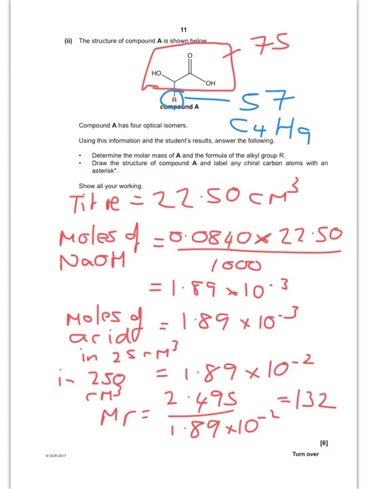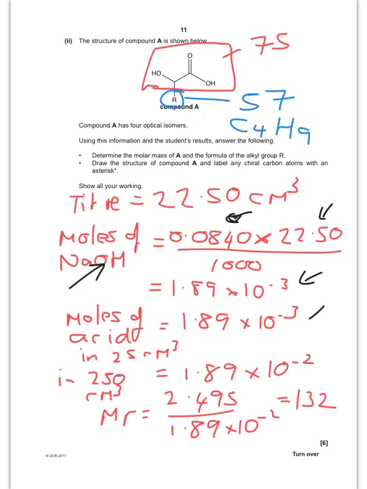So here we go. They told us that it is, first of all, a monobasic acid. So we work out the number of moles of sodium hydroxide that we've used from our titer. So I've done that here. Remember, the concentration they've said on the previous page is this 0.0840, times it by your titer, divided by 1,000, and you have used 1.89 times 10 to the minus 3 moles of sodium hydroxide.